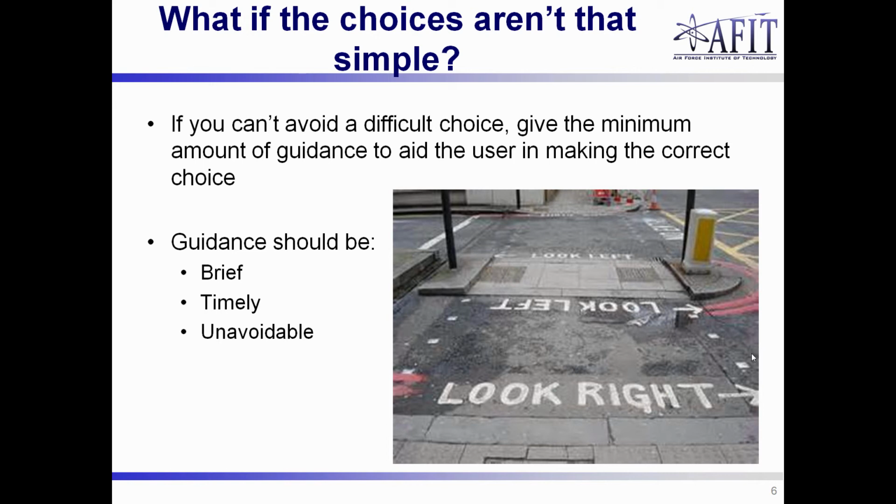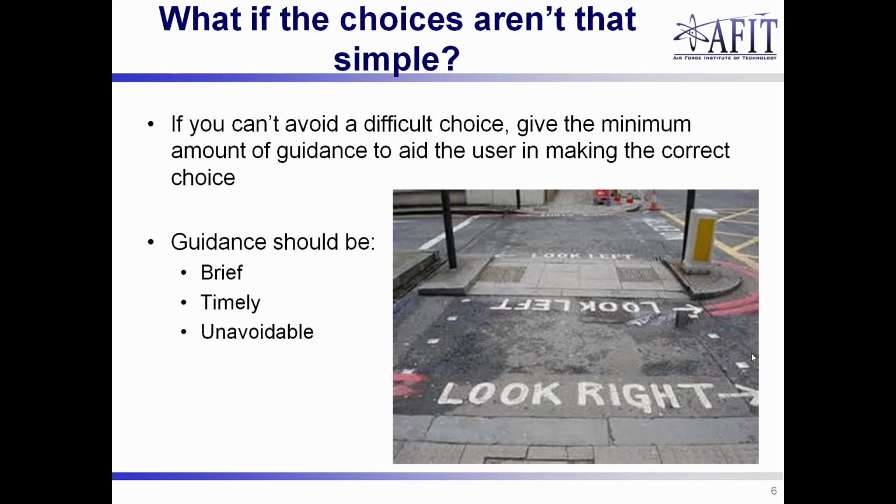And your guidance should have 3 qualities. The first is that it should be brief. You should give them the smallest amount of info that they need in order to help them. The next one is that it should be timely. You should place it in a location so that users encounter it exactly when they need it. And it should be unavoidable. You need to format it in a way that ensures that the users will notice it.